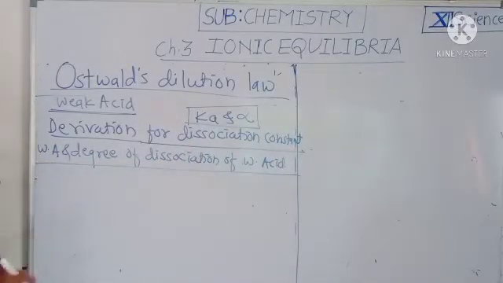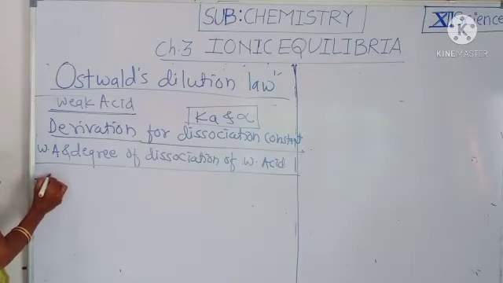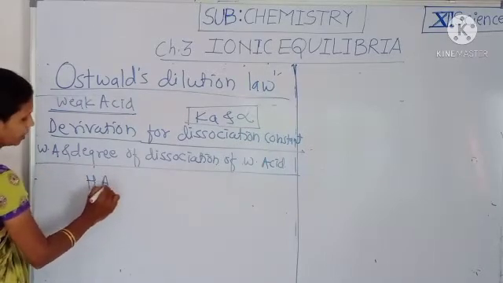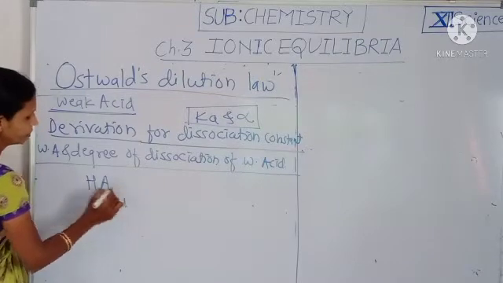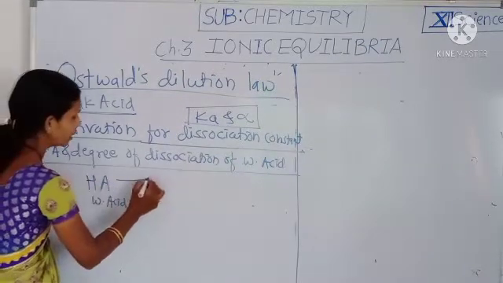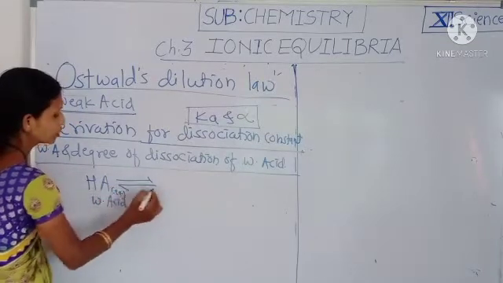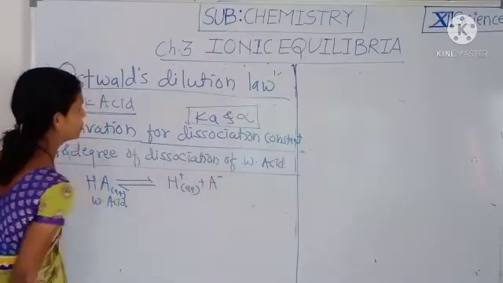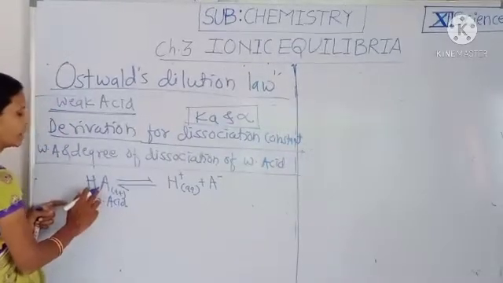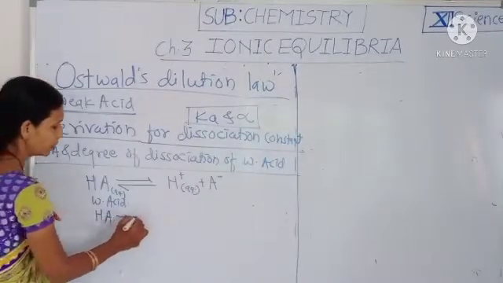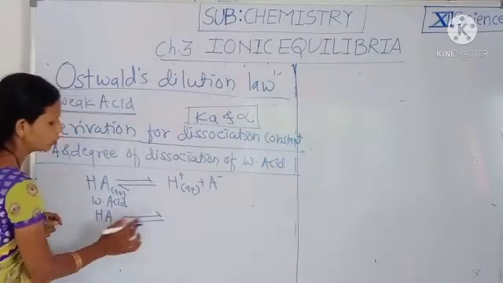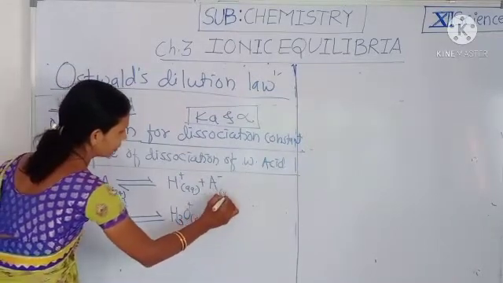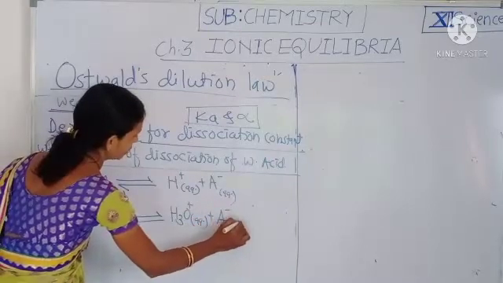First of all, let us consider the weak acid HA. HA is a weak acid, which in aqueous medium dissociates to give H plus ion and A minus ion. That means the weak acid HA dissociates to give H plus or H3O plus ion, that is the hydronium ion, and A minus ion.